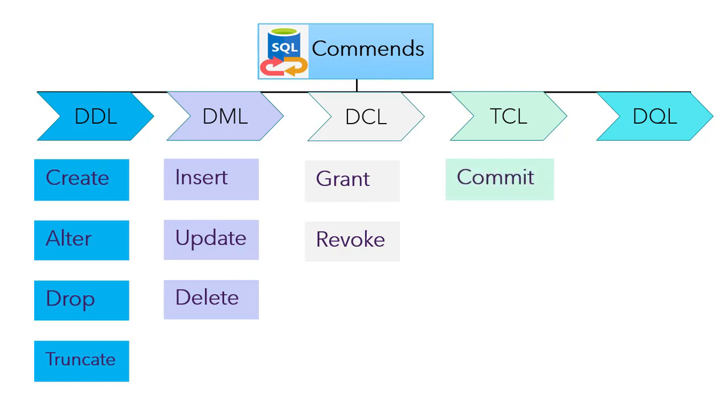Commit. It is used to save all the transactions to the database. Rollback. The rollback command is used to undo transactions that have not already been saved to the database. Save point. It is used to roll the transaction back to a certain point without rolling back the entire transaction.